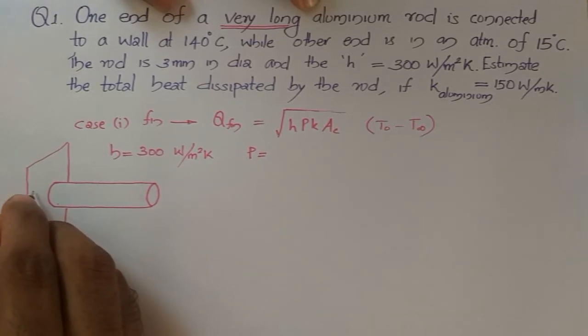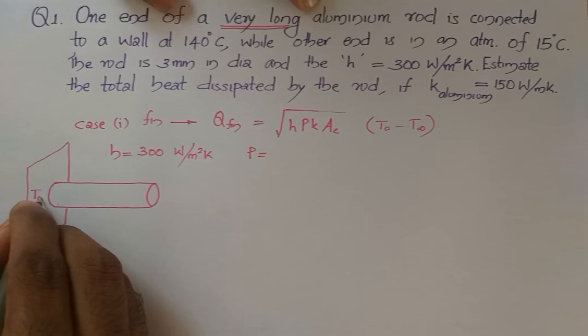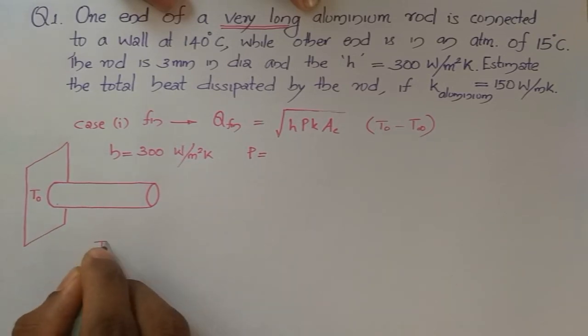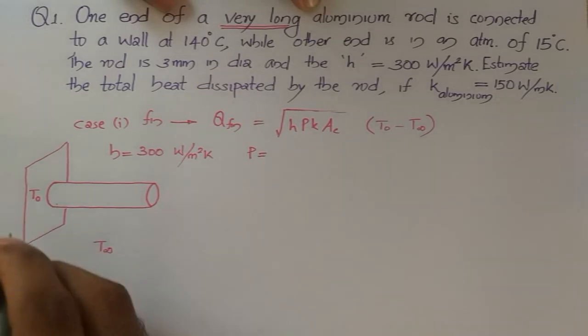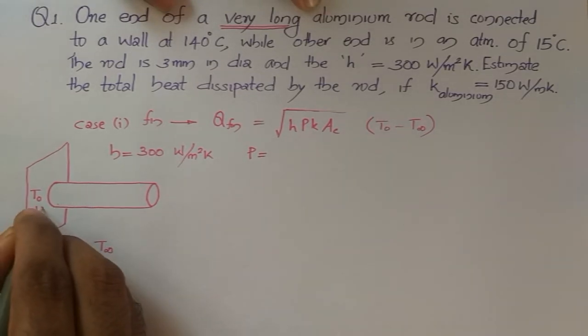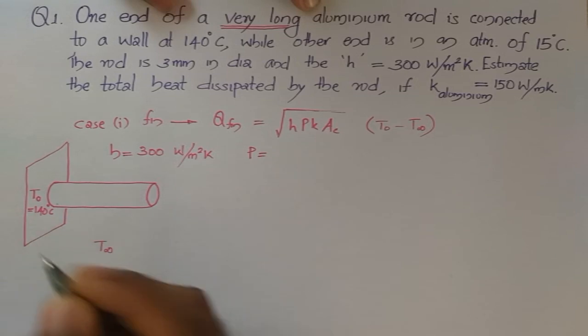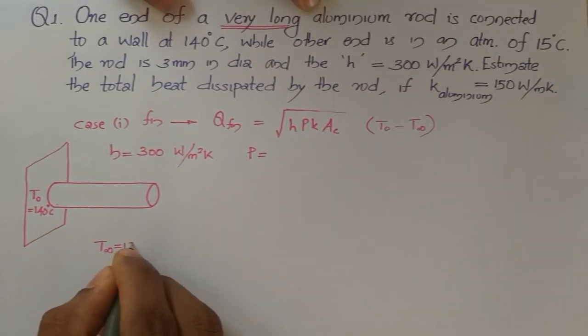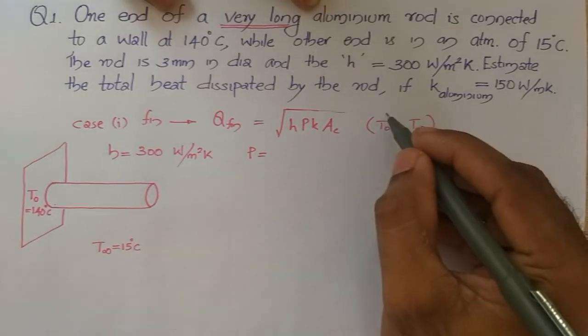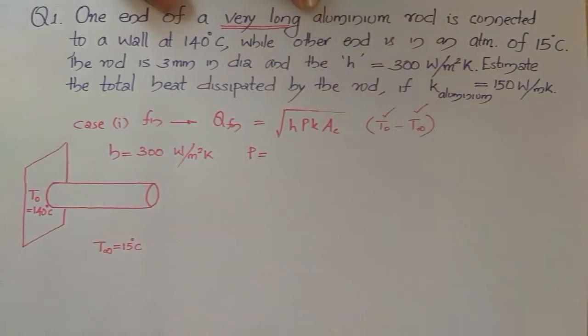So here the base is coming, and the base temperature will be denoted as T naught, and the atmospheric temperature will be denoted as T infinity, where T naught is 140 degrees Celsius and it is extending into an atmosphere of 15 degrees Celsius, means T infinity is 15 degrees Celsius. So both T naught and T infinity are known.